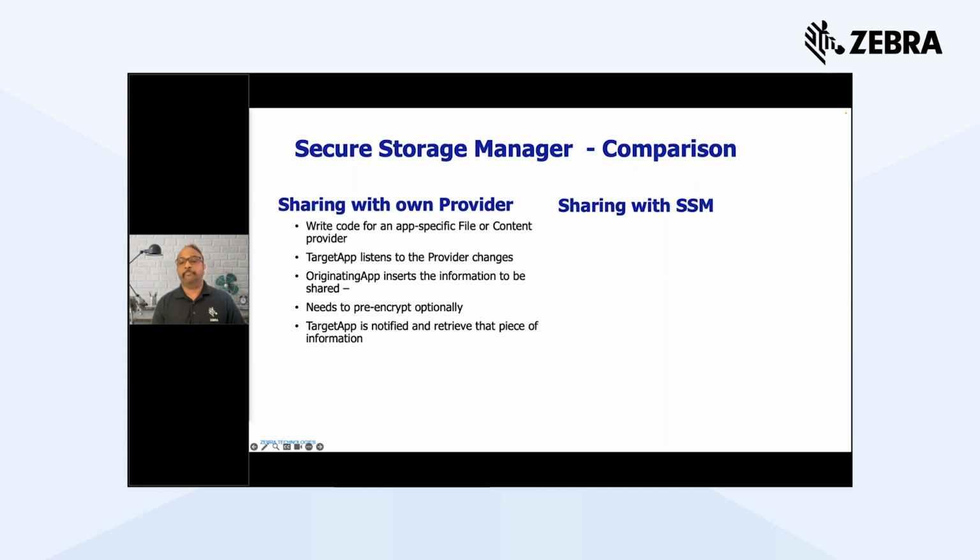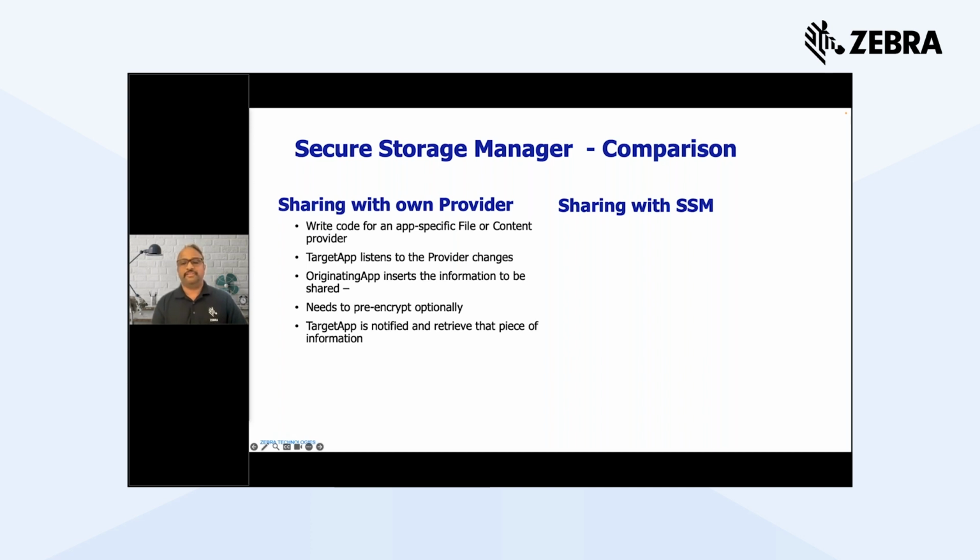The originating app can pre-encrypt the information before inserting it into the provider, which is normally optional. Then the target app is notified and retrieves the piece of information that is being shared by the originating app. When the target app is notified of a change to the provider, it can query a method to retrieve the information that is shared. Overall, the approach we discussed now is not directly reusable by other applications. All the implementation is managed by the developer.